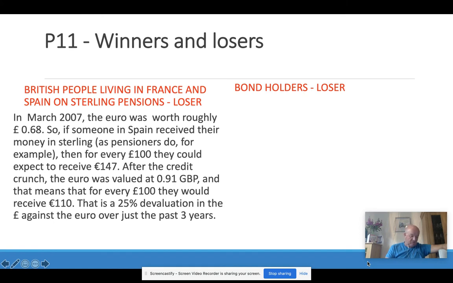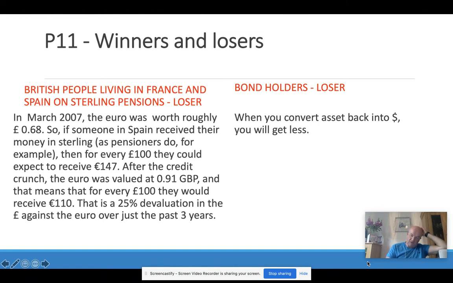Okay, bondholders, foreign investors holding UK government bonds, they're going to be losers, aren't they? Because if you convert your asset back into dollars, then you're clearly going to get less. Given that the value of the pound has fallen, that clearly means that as a result, you're going to get less when you convert back.